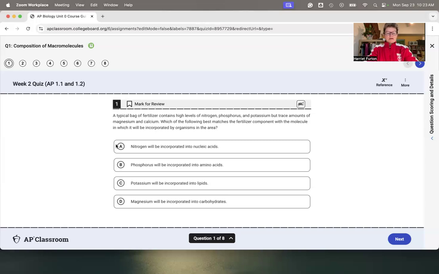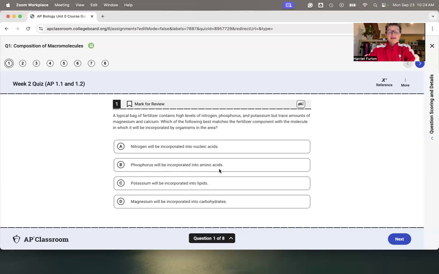If you check back, what we know is that nitrogen is an important component of amino acids, and many amino acids make up proteins. Nitrogen is also important in nucleotides that make up nucleic acids. So here, nitrogen will be incorporated in nucleic acid. That is true.